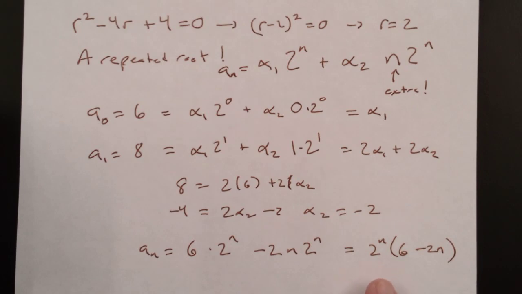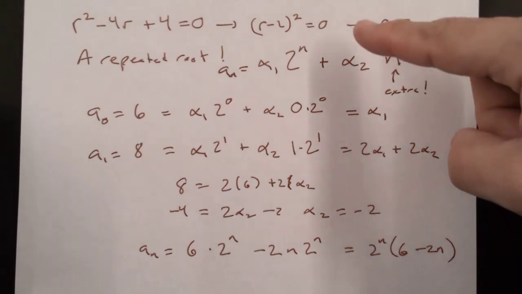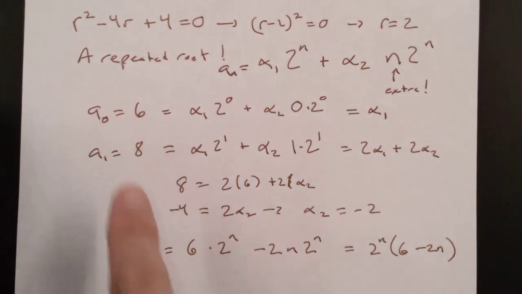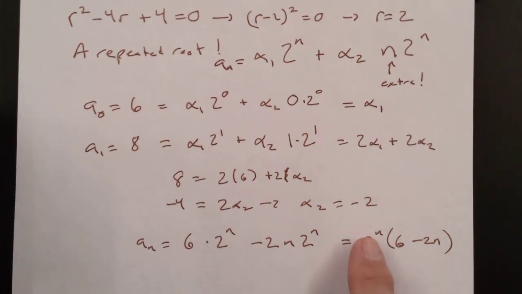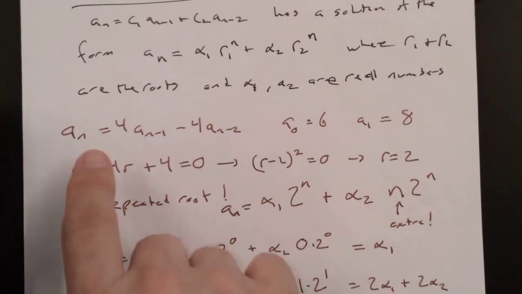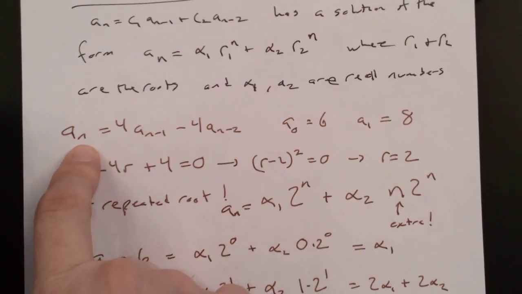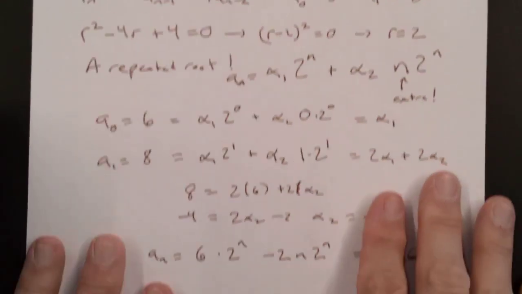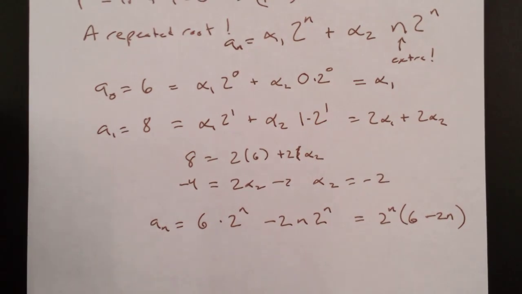When I put in 0, I get 1 times 6 minus 0. A0 is 6. When I put in 1, I get 2 times 6 minus 2. That's 2 to the 1 times 4. That's 8. I can go A2, A3, A4. I can check and see if this matches what this produces. Or I could check it the hard way.